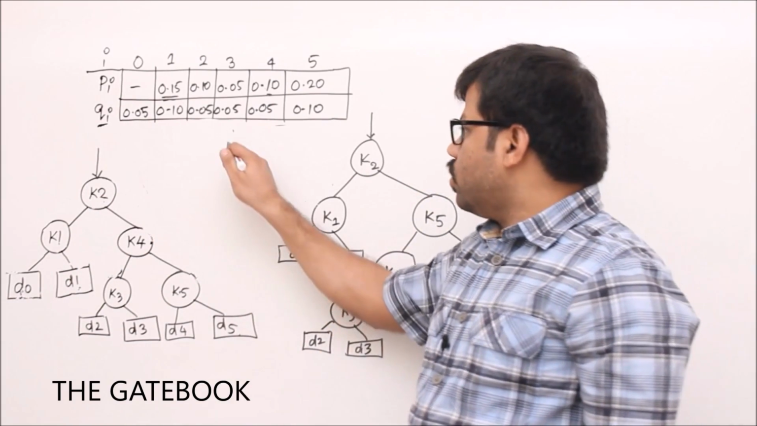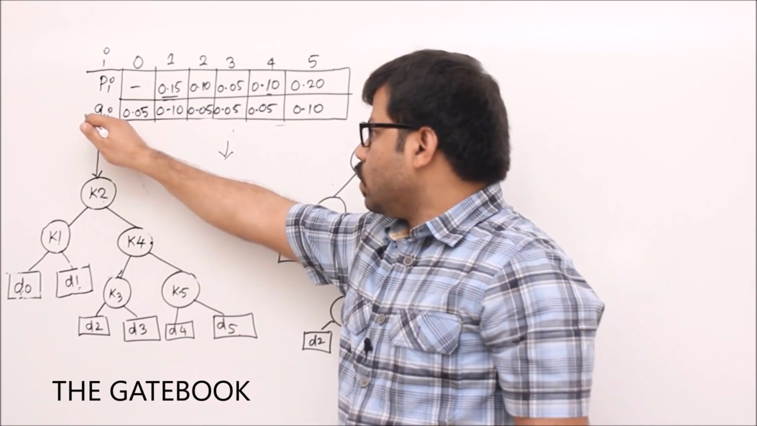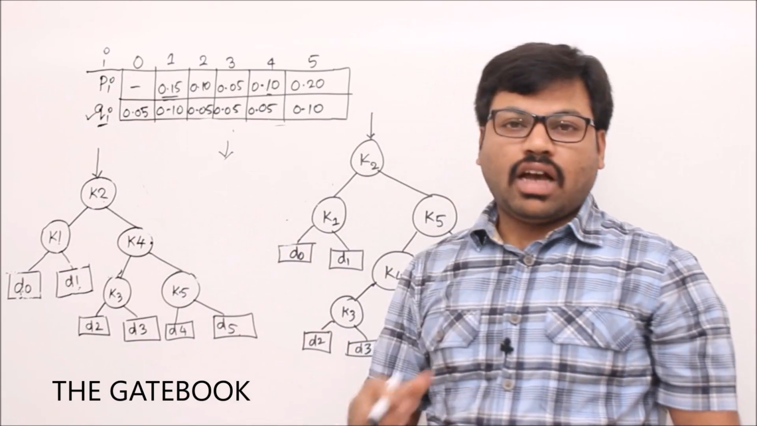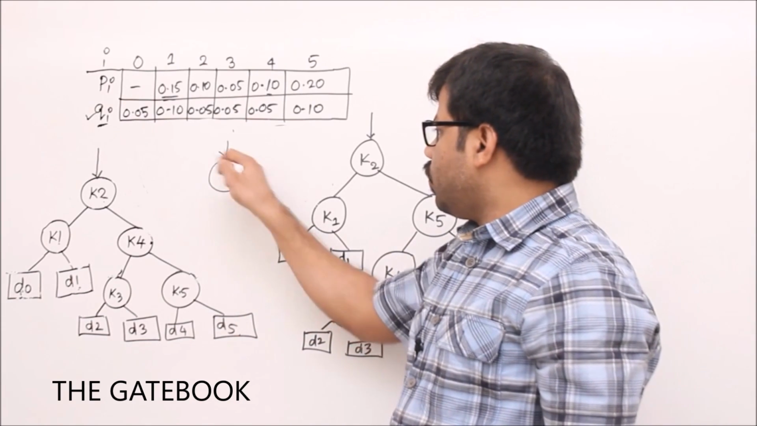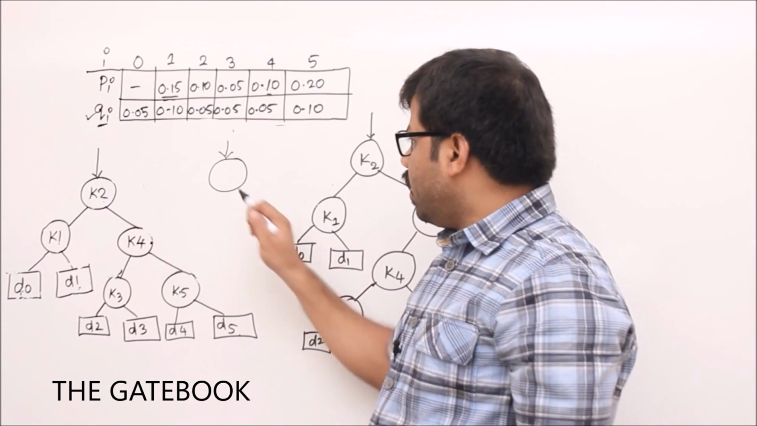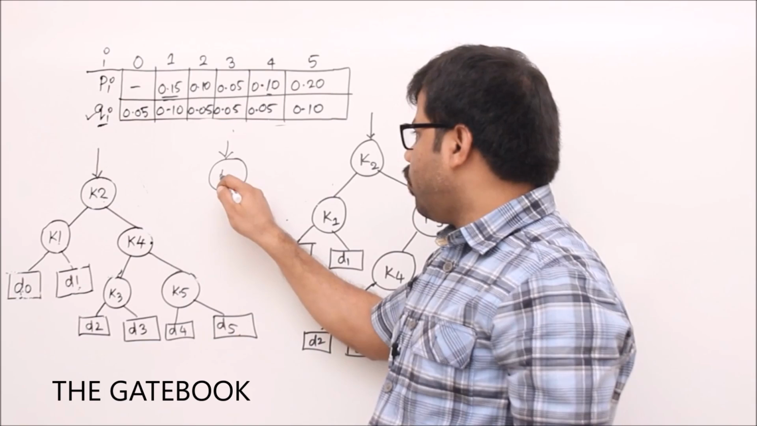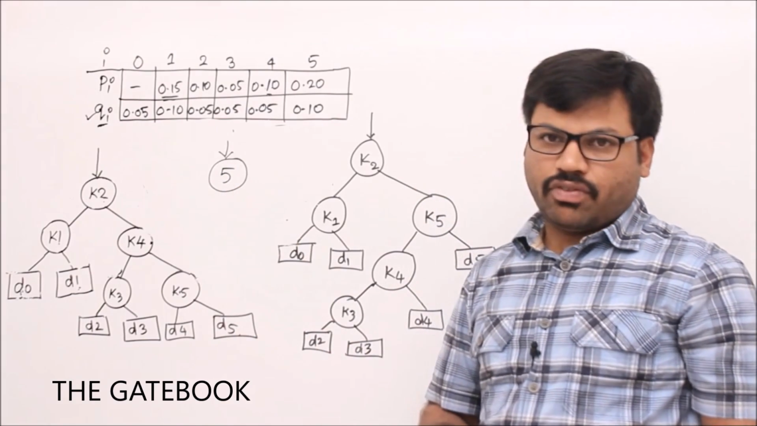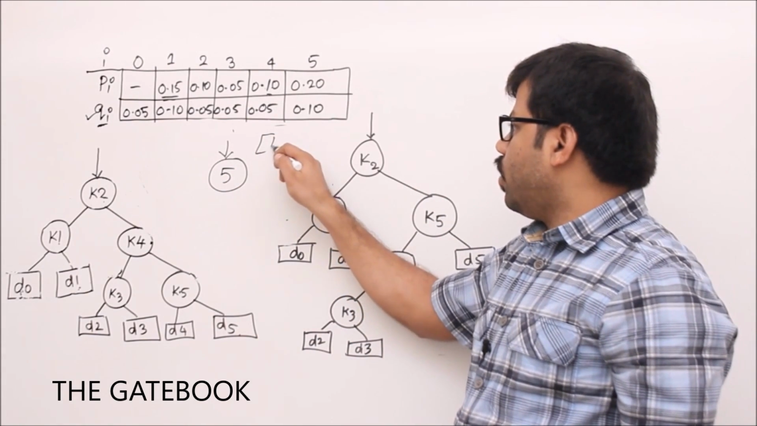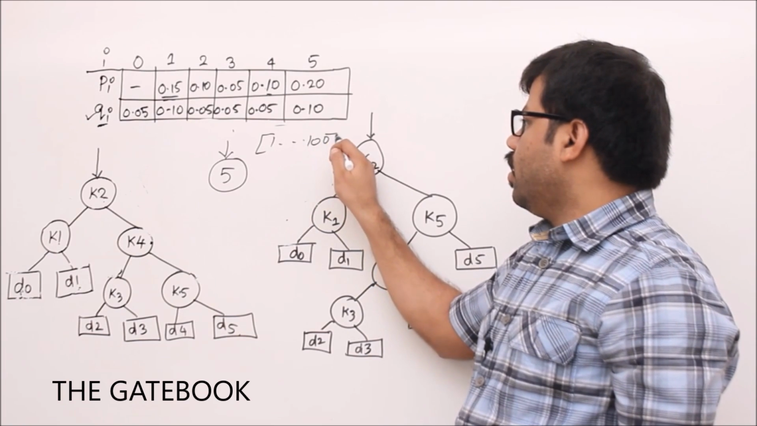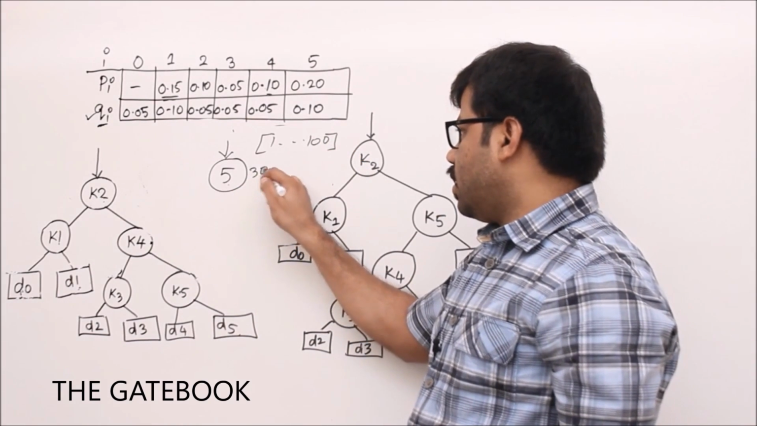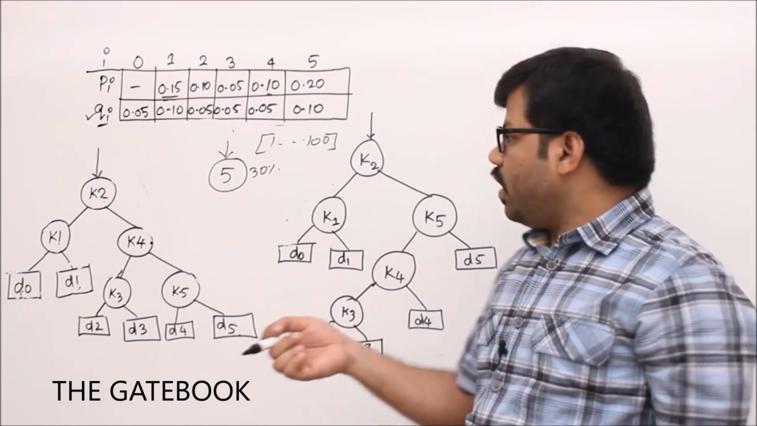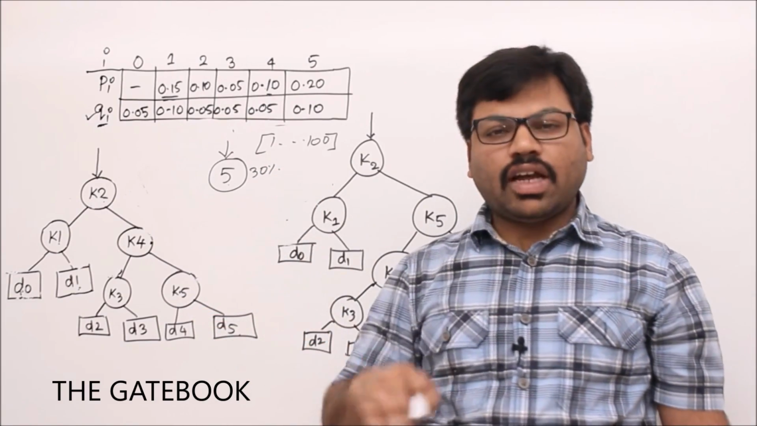And one more thing, we are adding one more frequency, that is unsuccessful search frequency. What is unsuccessful search frequency? For example, let's take only one node, that is 5. Let's say people are searching for values from the range 1 to 100. Then the probability of searching 5 is, let's say, 30%. Then what about the remaining? 70% of the time, let's say, people are searching for something other than 5.